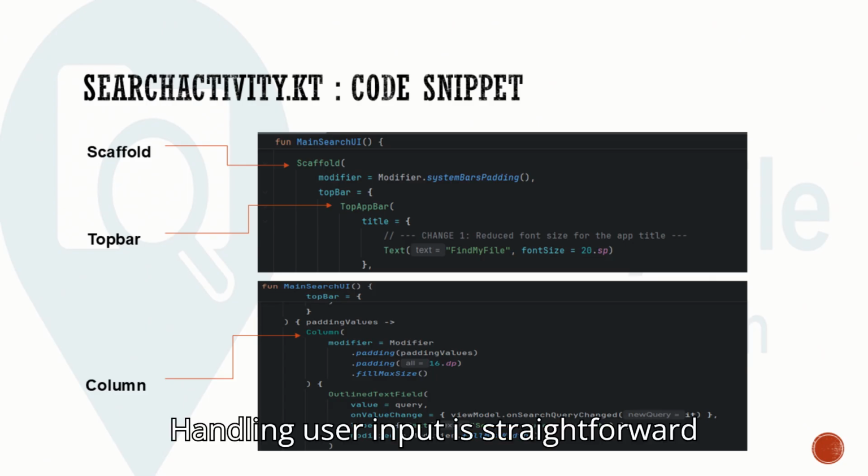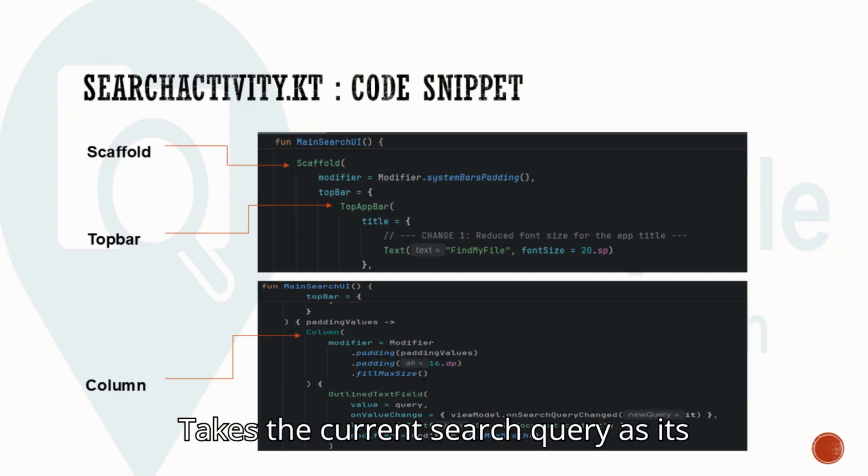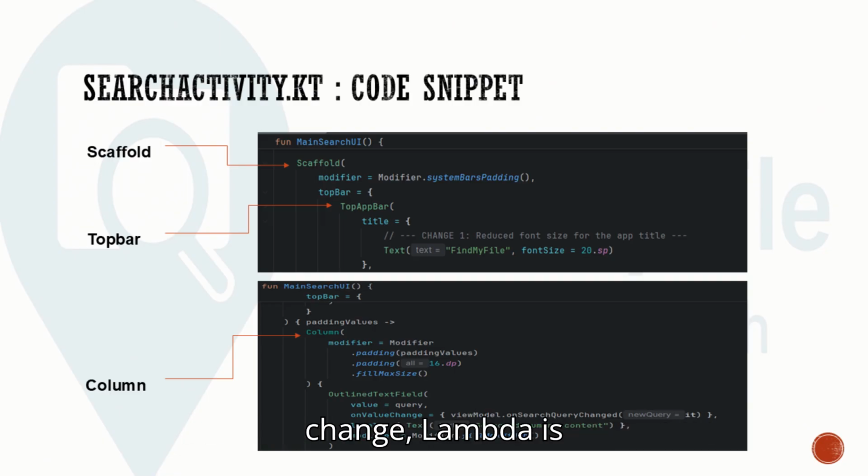Handling user input is straightforward. Our OutlinedTextField takes the current search query as its value. When the user types, its onValueChange lambda is called, which in turn calls our view model to update the state.